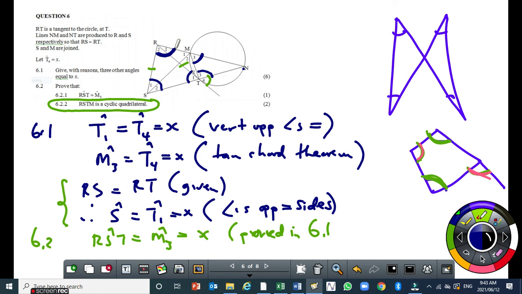But why are you taking a long route? Because already we have got this information. You see, the geometry questions, they have a connection. You see the answers we got in part 6.1. We can use that. This one here, M3 is equal to what? S. This one here, we also proved that angle S is equal to what? This one here. Most of the time, the first part of the question leads you to answers for the next question.